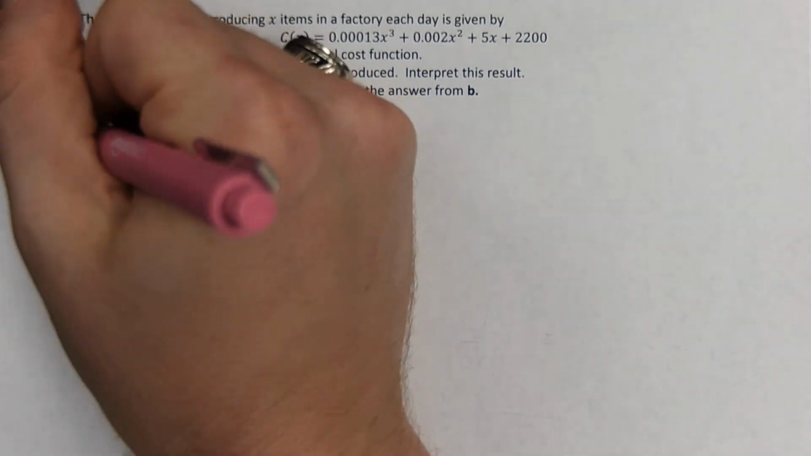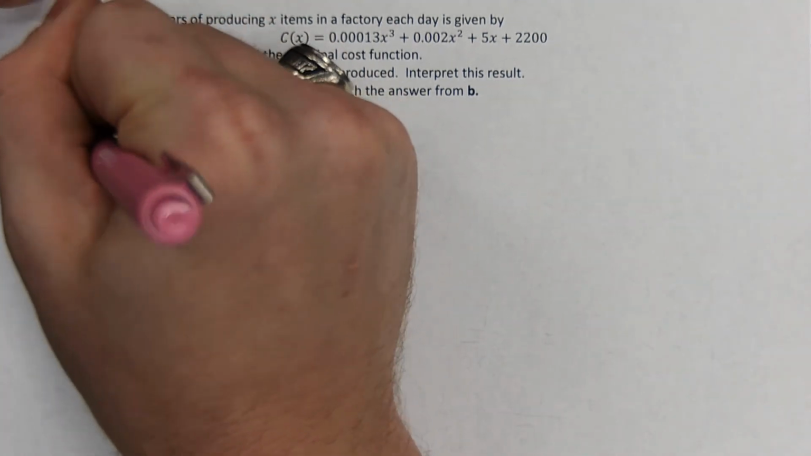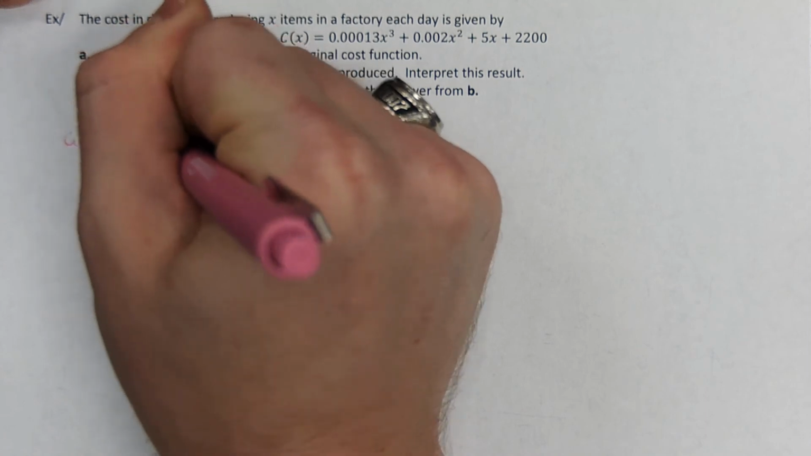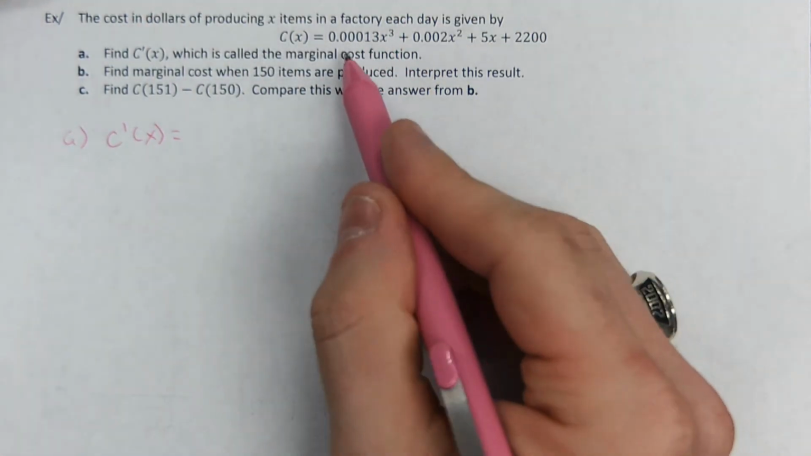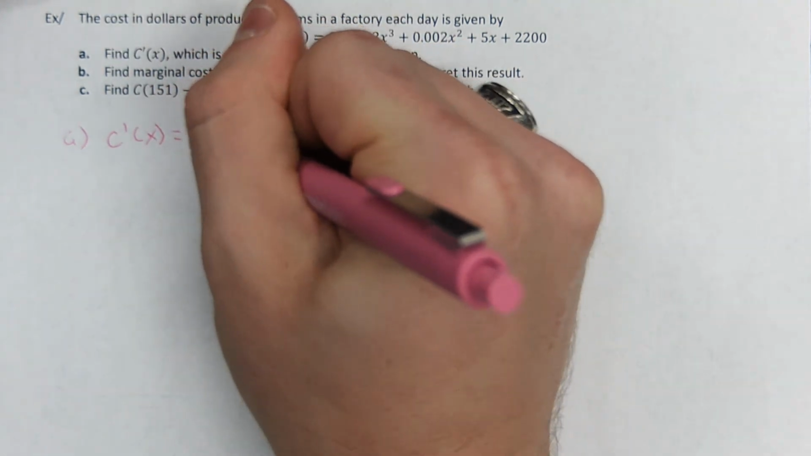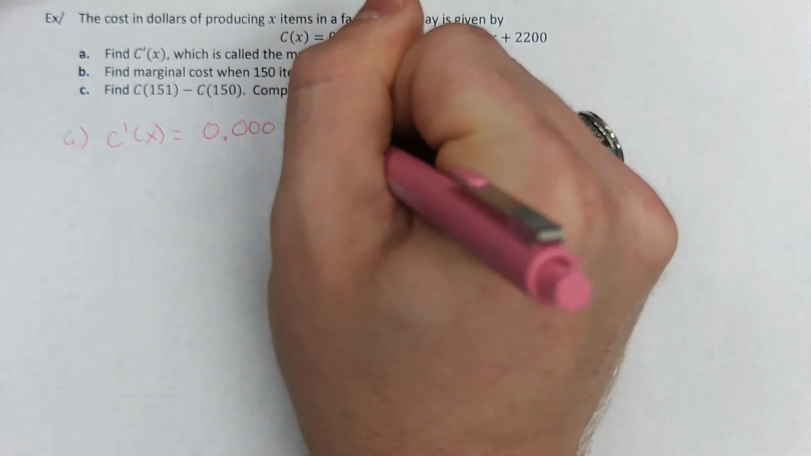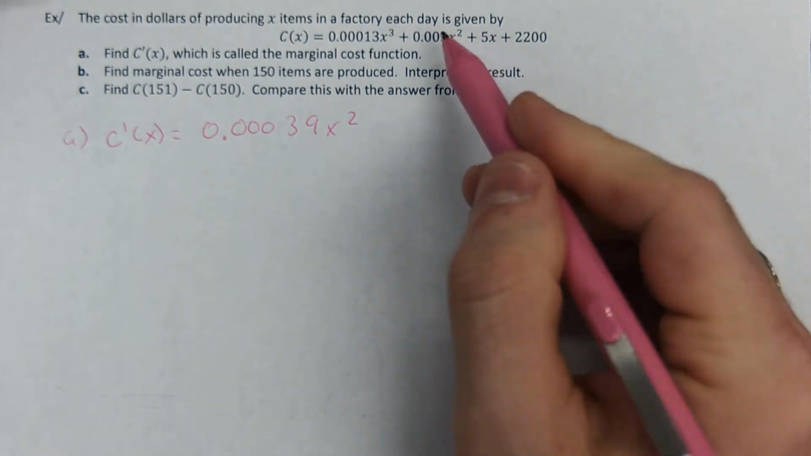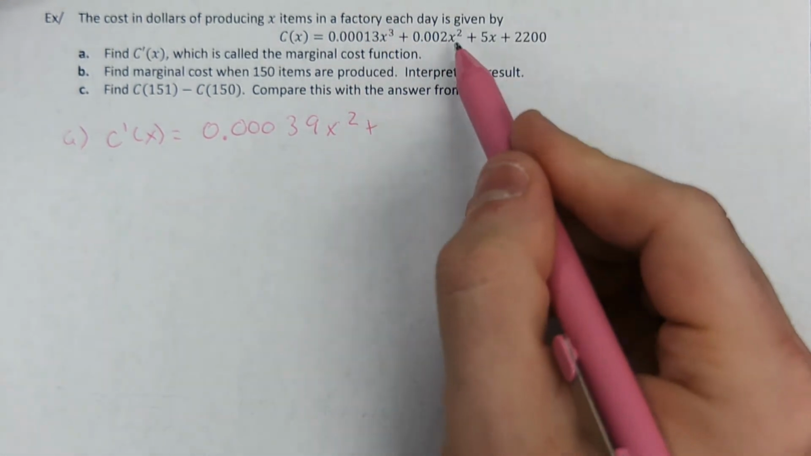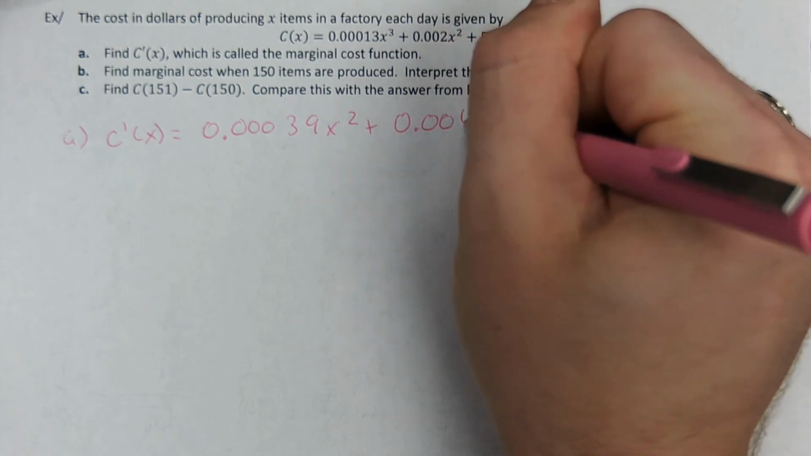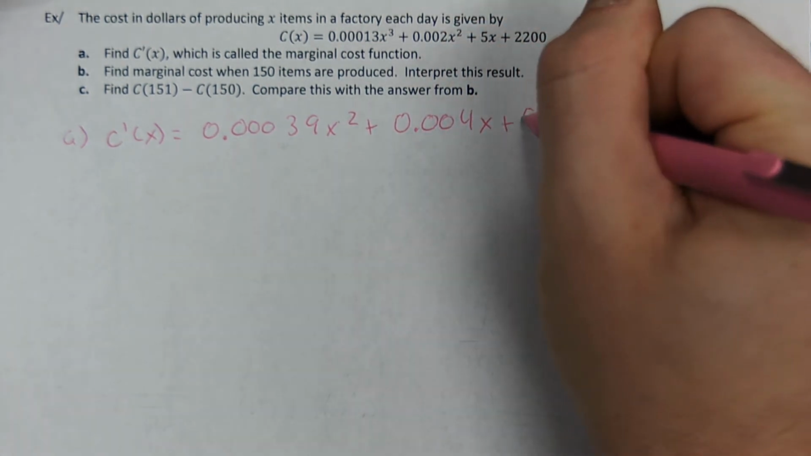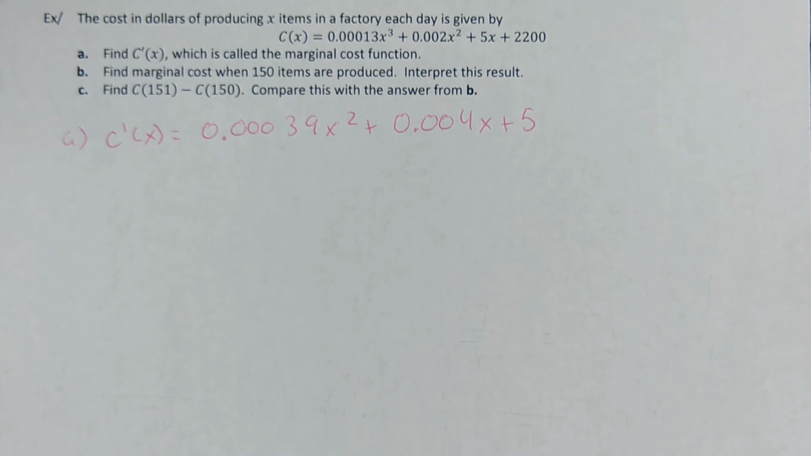Let's find C prime. We got to bring down this 3 and triple the 13, so it gives us 3 zeros and a 39. 0.00039 x squared. We have to bring down this 2 to double this 2, so 2 zeros and a 4. And then plus 5. There, part A. The marginal cost function.